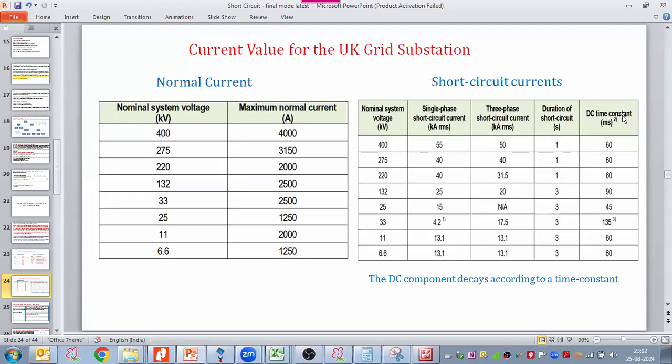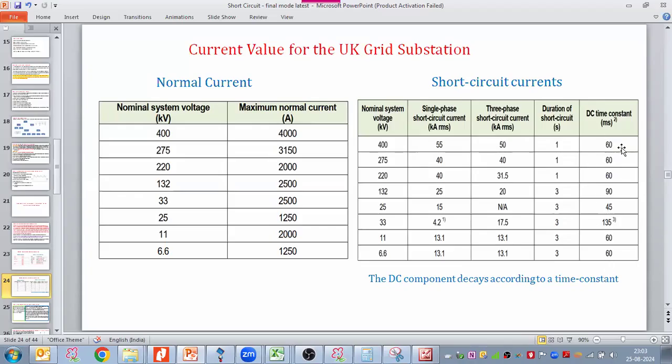What is the meaning of DC time constant? 60 milliseconds, 90 milliseconds, 45, 135. The DC time constant means the DC component decays according to the time constant.